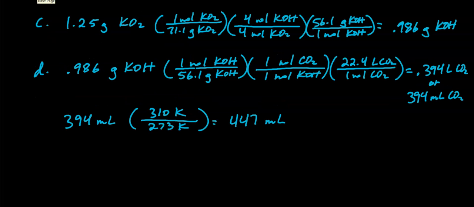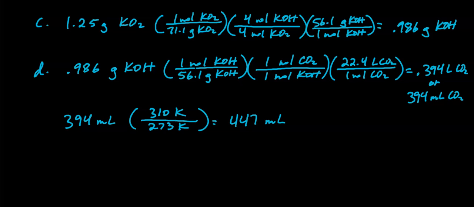For letter C, the potassium peroxide that is reacting will produce potassium hydroxide. So in letter C, you're asked to find the mass of potassium hydroxide that's produced. Just did a little grams to grams. We get 0.986 grams of potassium hydroxide, which is then used to react with carbon dioxide. And so they react in a 1-to-1 ratio.